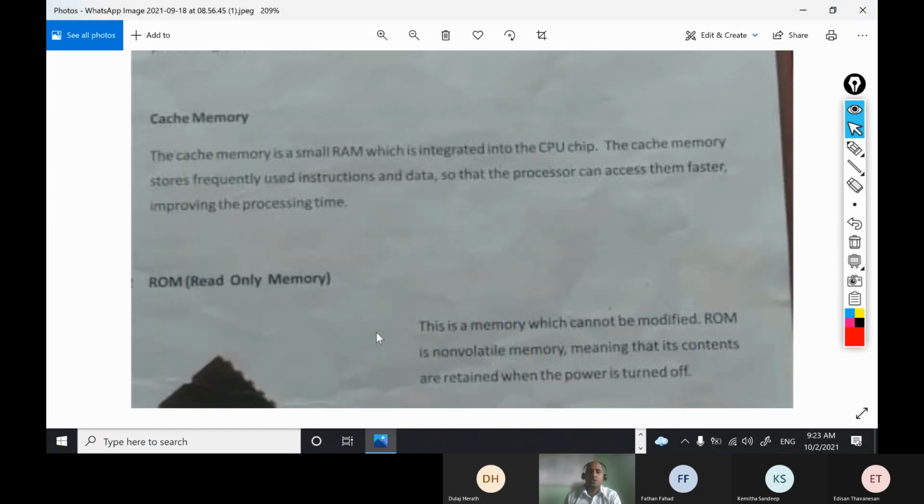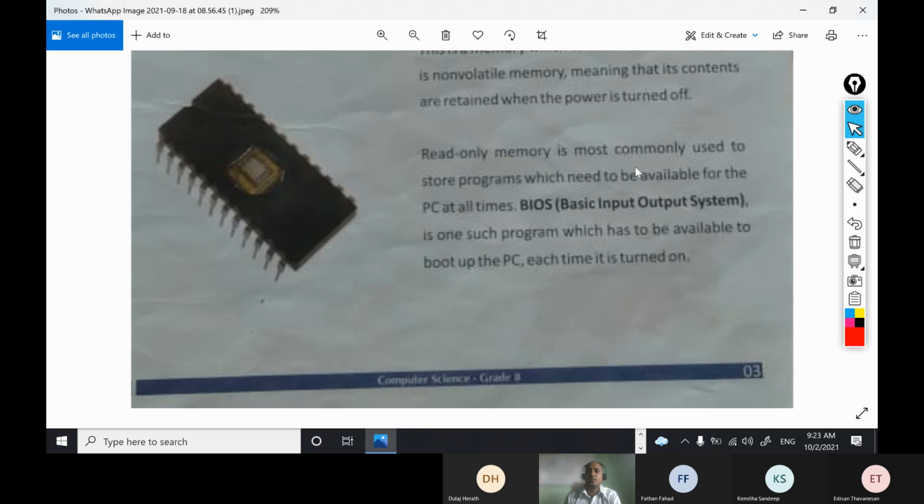Right. So that is why they say read-only memory is most commonly used to store programs which need to be available to the PC at all times. Such a program has to be available to boot up the PC each time. So this BIOS system checks that all the hardware configuration is available and set up for the functions to operate correctly. If you go to BIOS and change the bootloader, your machine will not turn on. That is obvious, right?